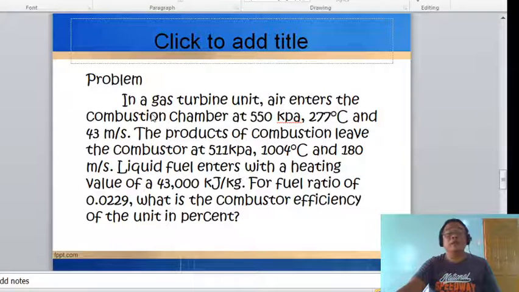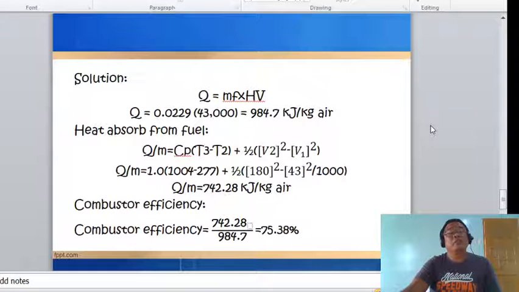So take note, class, that this is not only a function of the pressure and temperature. Take note that the velocity of the gas is included, 43 and 180 meters per second. So if the case is like that, there is always a consideration of the kinetic energy of the gas flowing. Okay, kinetic energy.